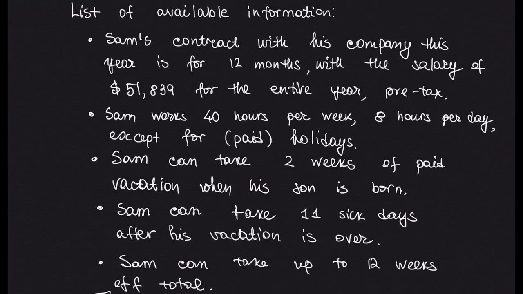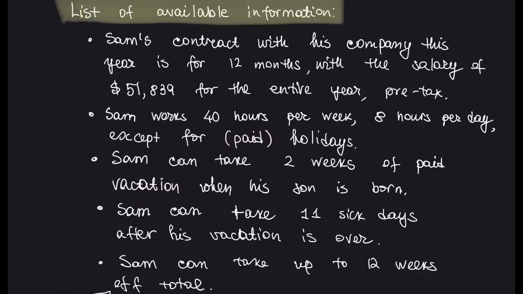And so, based on everything that Sam has found out from human resources, Sam has made a list of available information. So first of all, Sam already knows that his contract with his company is for the entire year, for 12 months during the year, and his salary for these 12 months is $51,839. And Sam was able to find this out from his pay stub.